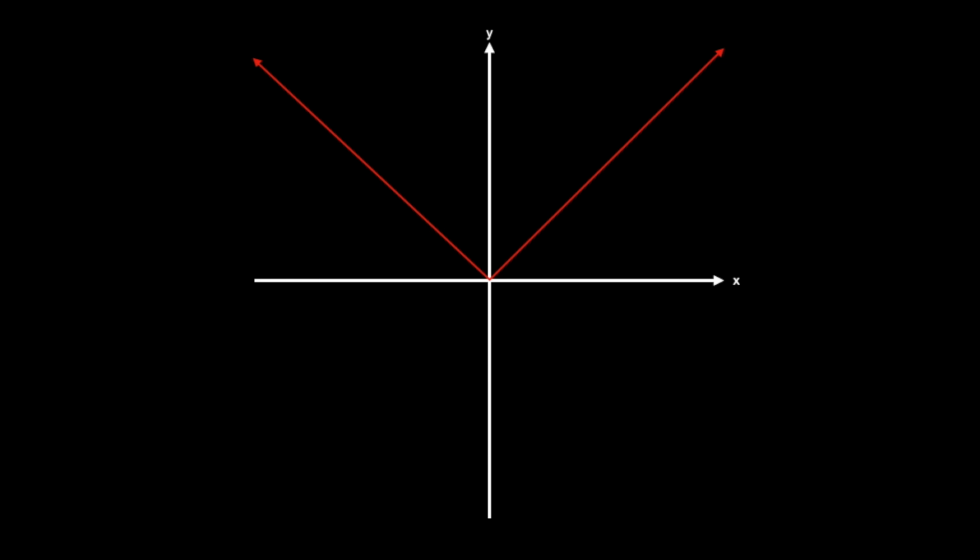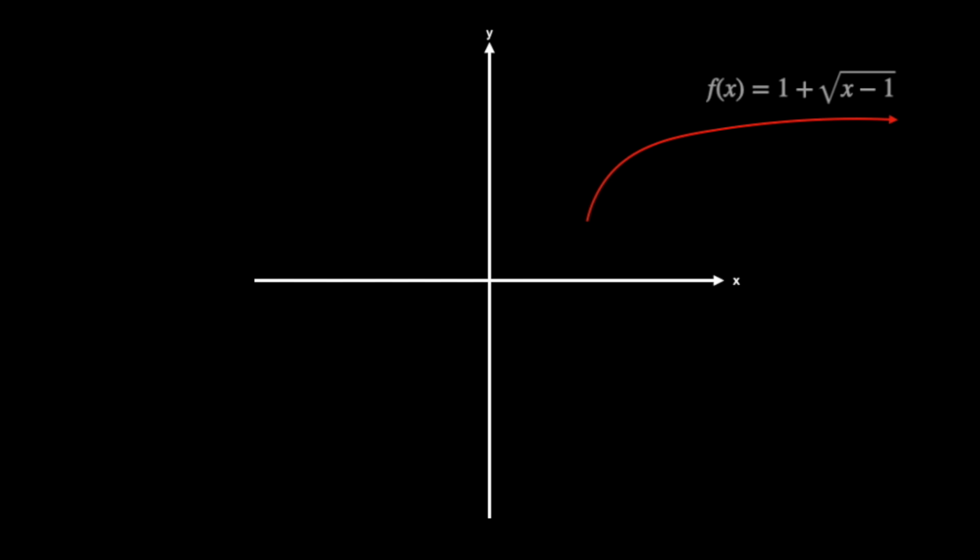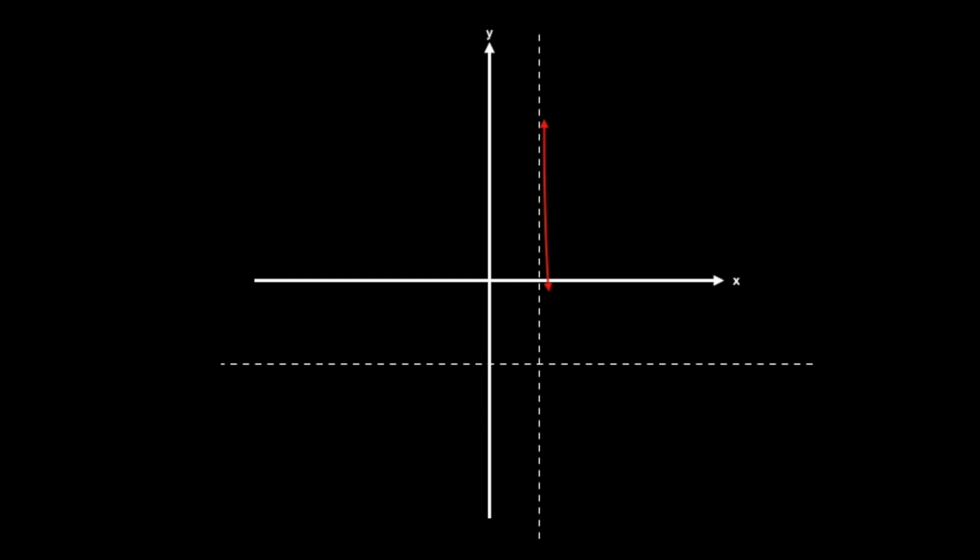F of x equals the absolute value of x. And then there are combinations, like f of x equals 1 plus the square root of x minus 1. Or the rational functions, f of x equals 2 minus x divided by x minus 1.